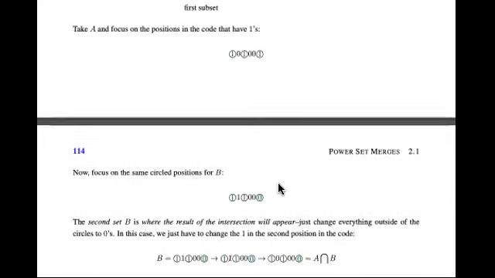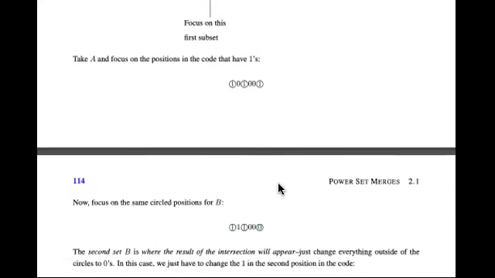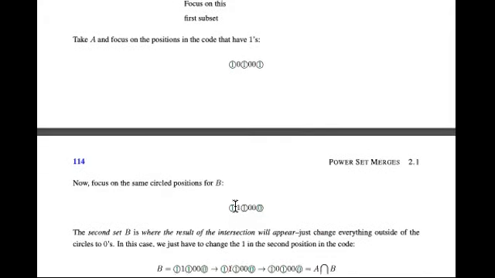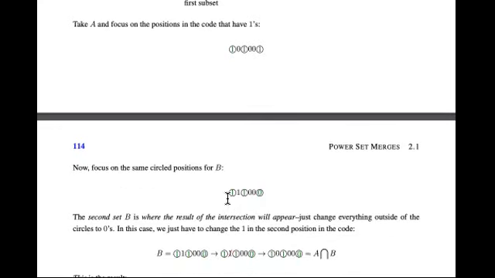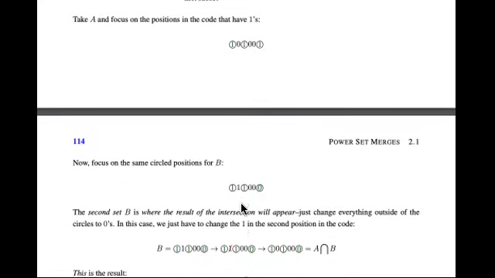So now we're just going to focus. Now we're going to look at these same positions in the code for B. These are the options that we have for the intersection. And notice that out of those positions, only two of them have ones, and those in particular represent the intersection.